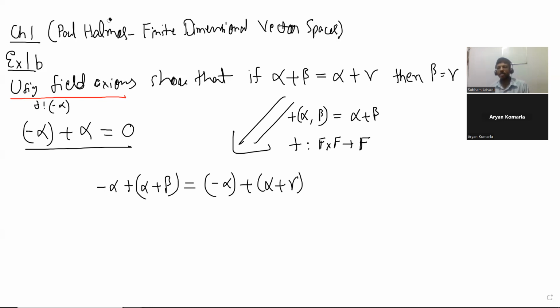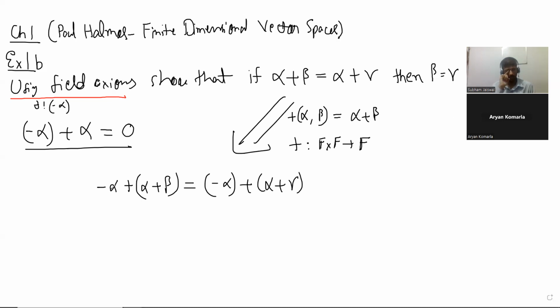So corresponds means that there is a unique output, right? So the word corresponds contains uniqueness, which means that it's a function, right? It's a function from F cross F to F. Corresponds means there's a unique output. Okay. So now what? Now what do you do?